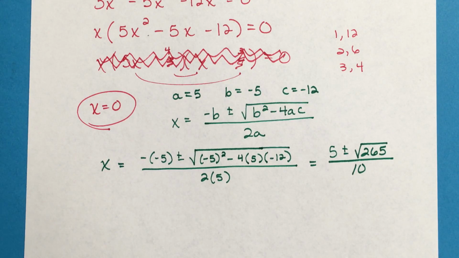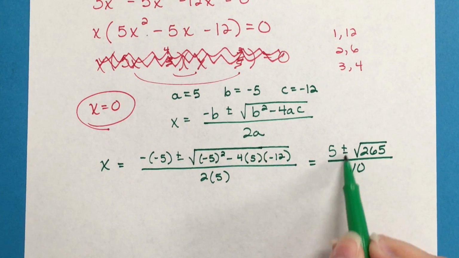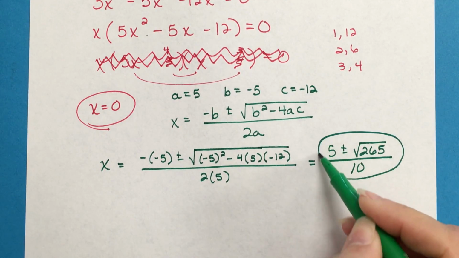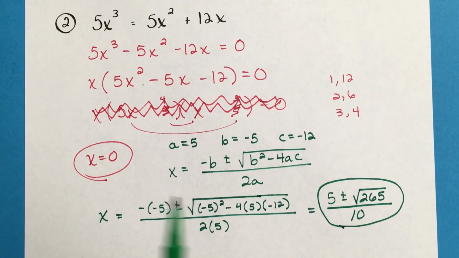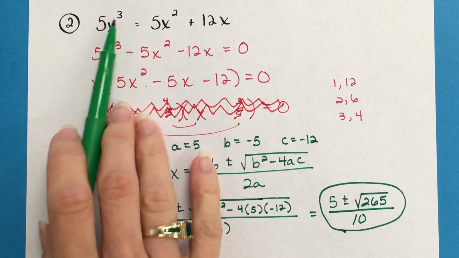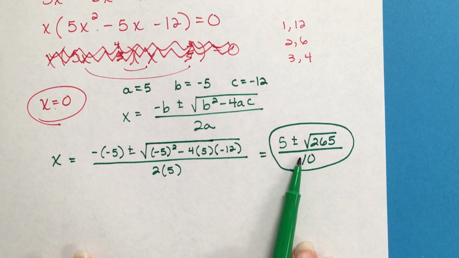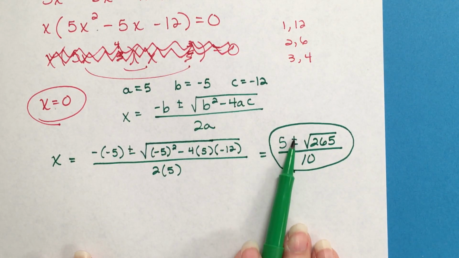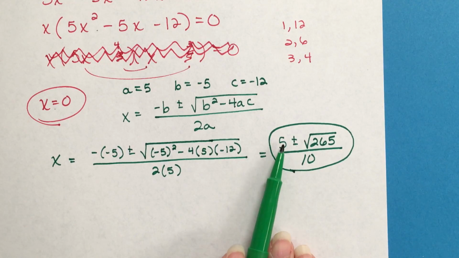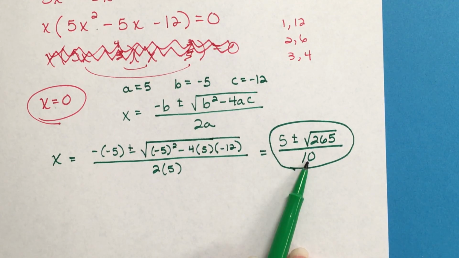Okay, so this would actually be the other two answers. My largest exponent, remember, was a 3. So right here's one of my answers, the x equals 0, and this is your other two answers because you've got the plus minus. Now, you cannot cancel the 5 and the 10, okay?